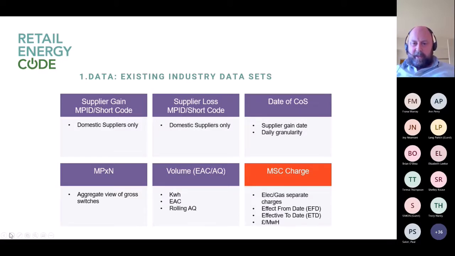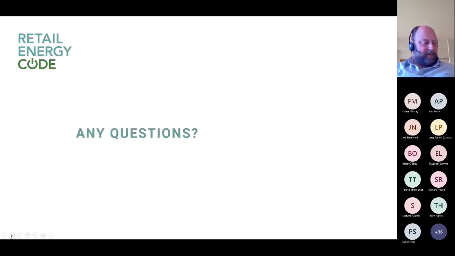I think that's essentially it. Again, the effective from and effective to dates are as set out in Ofgem's dashboard. So it's the date at which a particular MSC charge comes into effect, and then the date it applies to. So we'll be matching the switches to the days and then to the charges that were applicable on that day. That's it. I'm happy to answer any questions on that section before handing you on.